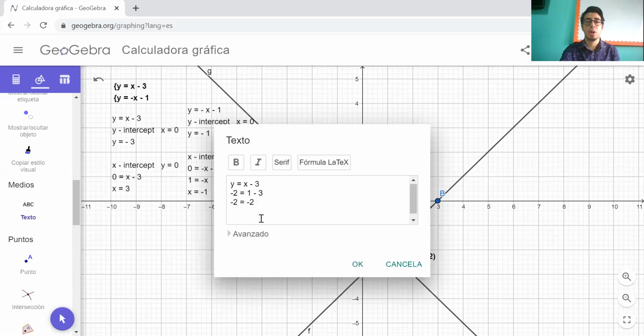And for the other equation, we have that y is equal to -x minus 1. We replace the values again, we replace the value for x and we replace the value for y. So for y, I have -2 equal -x, but x is +1. So we are going to have -1 minus 1. So you have that -2 is equal to -2.